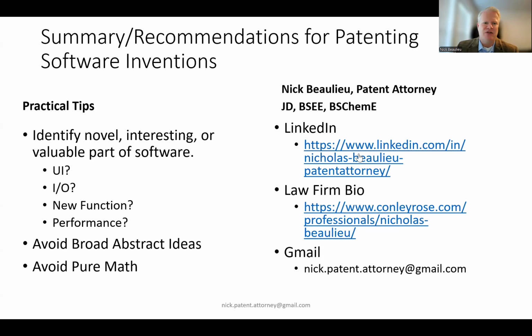So, summary recommendations for patenting software inventions. Practical tips: identify a novel, interesting, or valuable part of software. Is the valuable part a user interface? Is it input output? Is it a new function? Is it the performance of a computer? So based on where the novelty is, maybe it's all of these. And if it's all of these, I think the UI is still a good way to go because it's easy to prove, because you can just pick up a competitor's device and see that it's infringing. It's easy to prove, and then there's a lot of law saying that it's 35 USC 101 patentable subject matter.